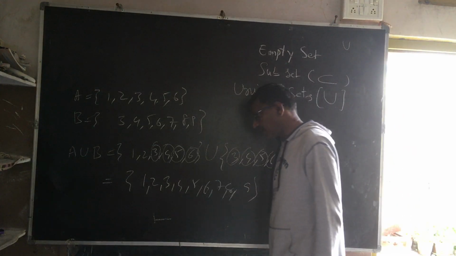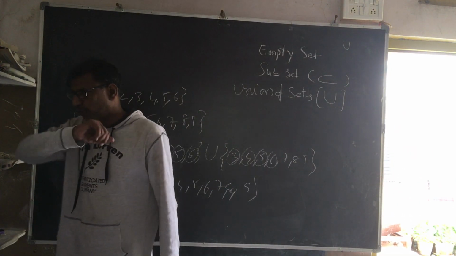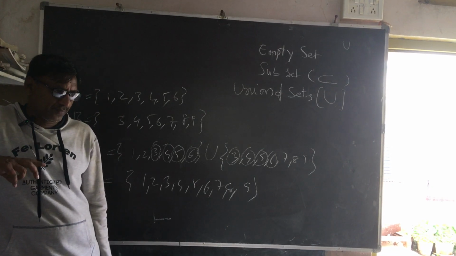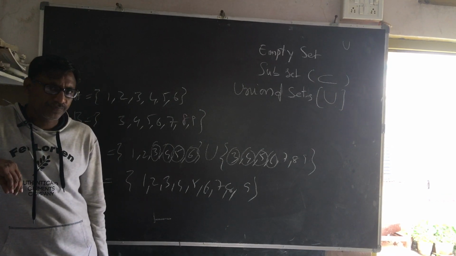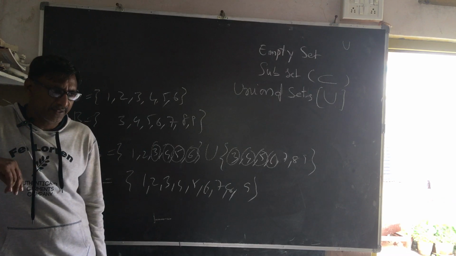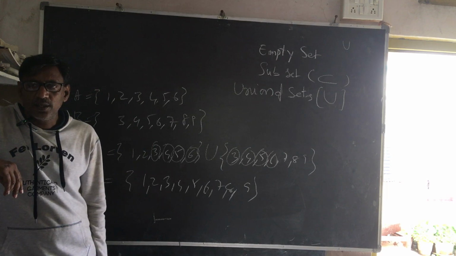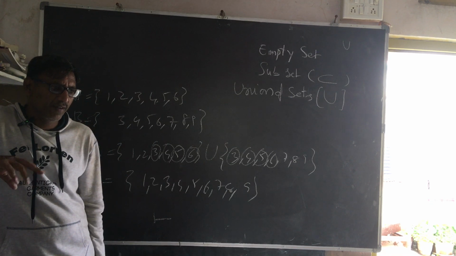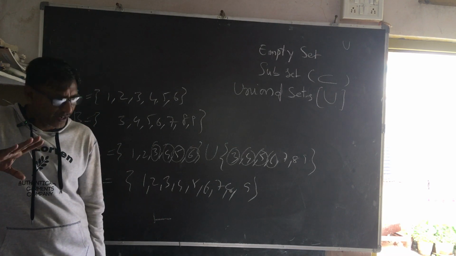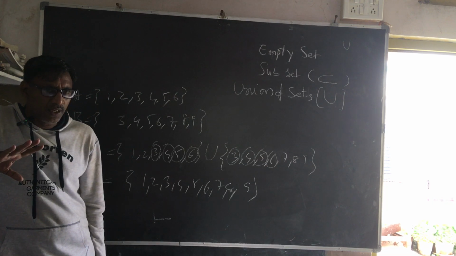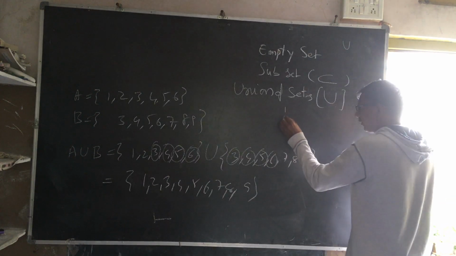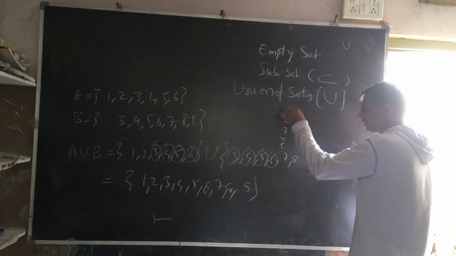How to understand this example? Why did we take 3, 4, 5 only one time? For example, I will give a best example. In our school, I will take 5 teachers, 1, 2, 3, 4, 5. I will give the number.